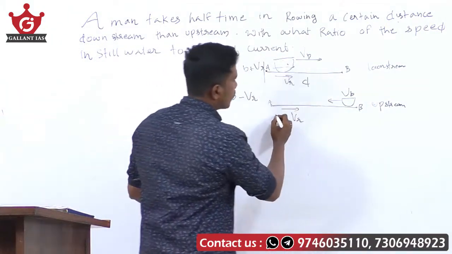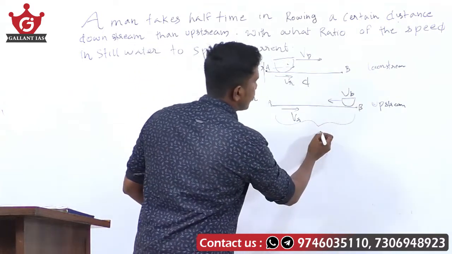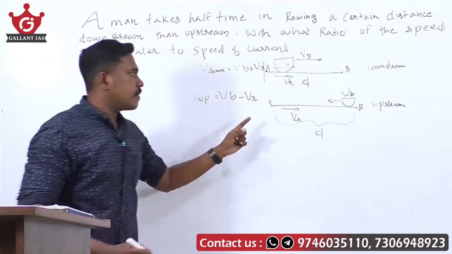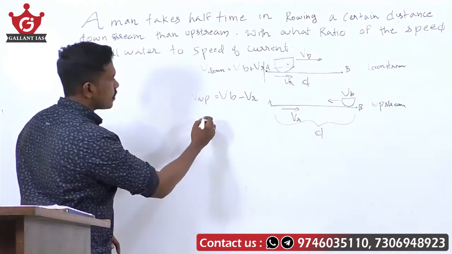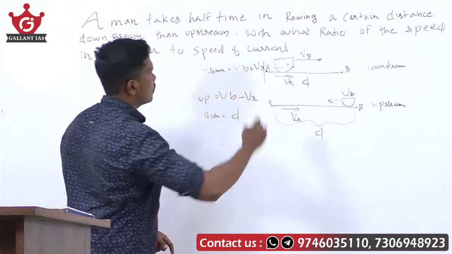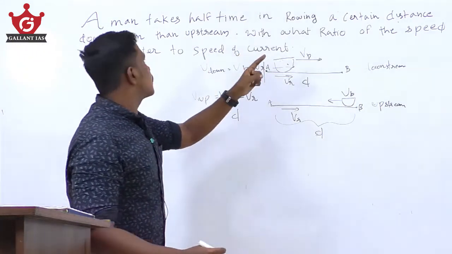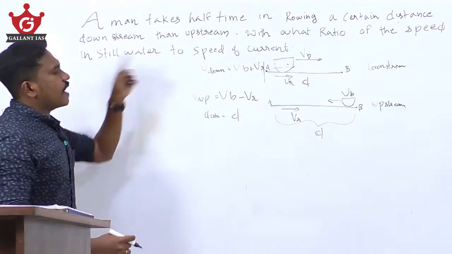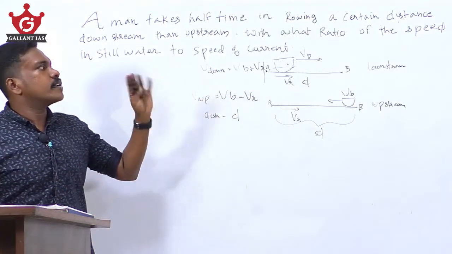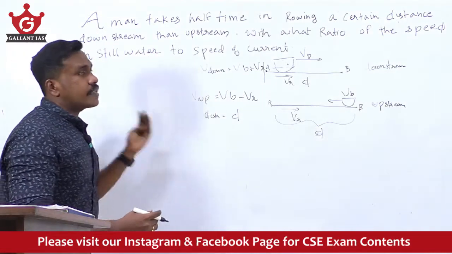So the distance between A and B is what? Let me assume that the distance between A and B is D. Now read the question. A man takes half time in rowing a certain distance downstream than in upstream.